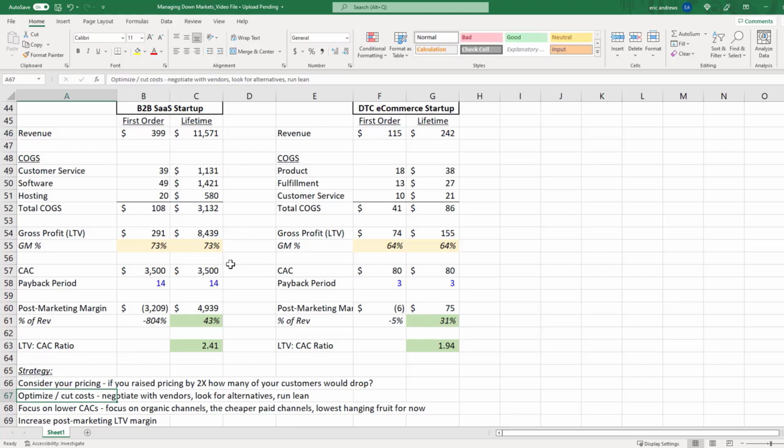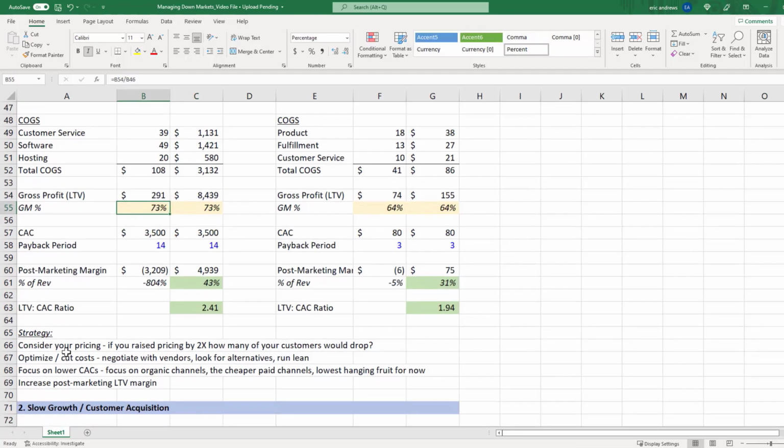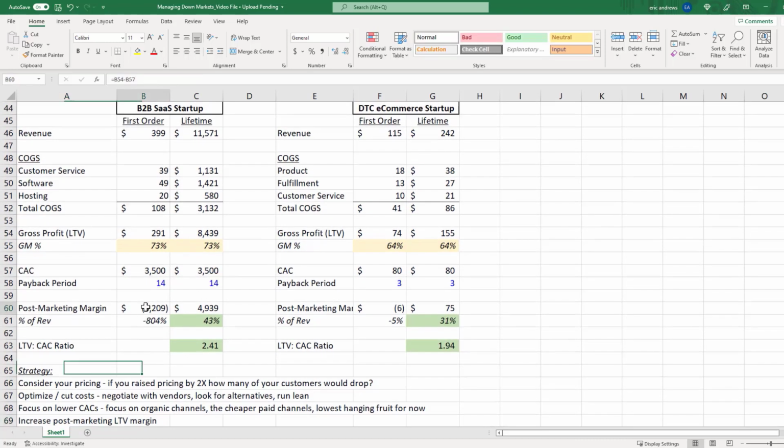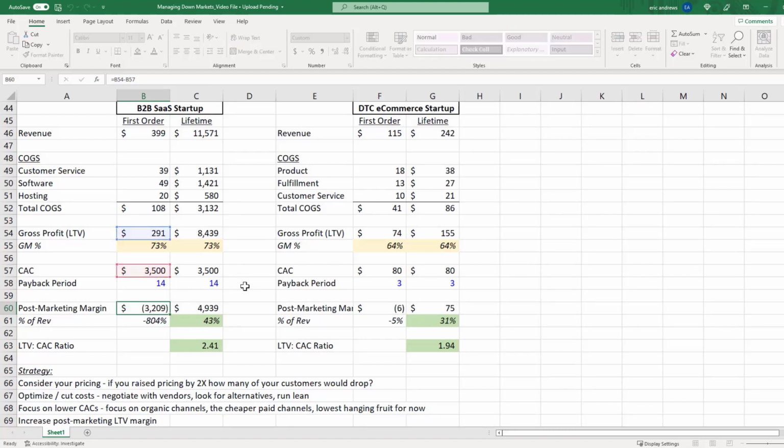Optimize, cut costs. Negotiate with vendors, look for alternatives, run as lean as possible. Go through your COGS, figure out what you can cut and what you don't need. If you're not going to grow as quickly, how big of a customer service team do you need? You need to figure out how to get your gross profit as high as possible, because ultimately you're trying to increase your post-marketing gross margin. You can't be burning $3,200 every time you acquire a customer, so you need to figure out how to get this number lower.